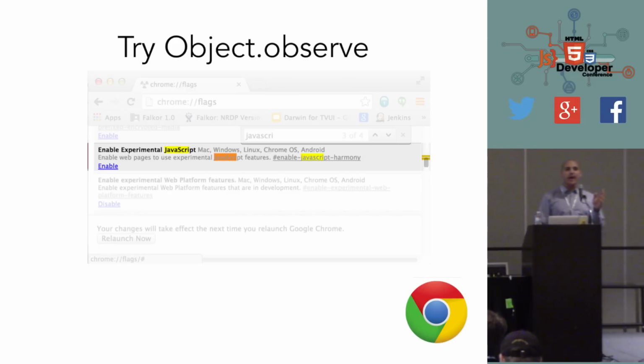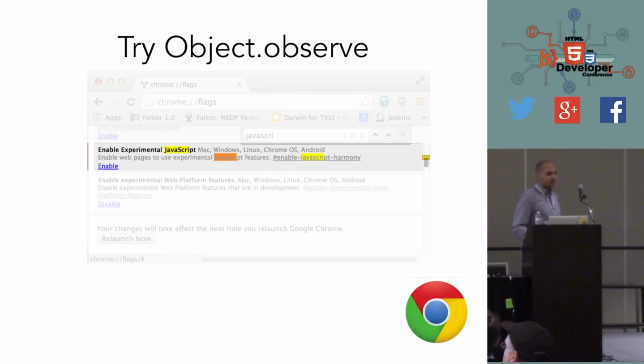So you can try Object.observe today. All you have to do is enable experimental JavaScript in Chrome. The folks at Google have been working really hard in pioneering this feature, and they're using it in their framework called Polymer, which is a really interesting framework that you can play with. Object.observe also has interactions with web components, which is an interesting proposal in the HTML space, and it may be how JavaScript and the DOM can talk to each other more effectively.